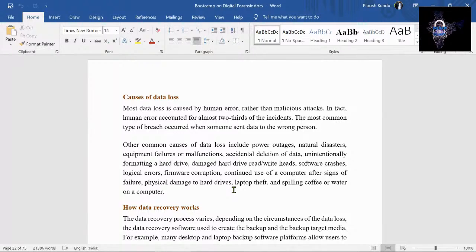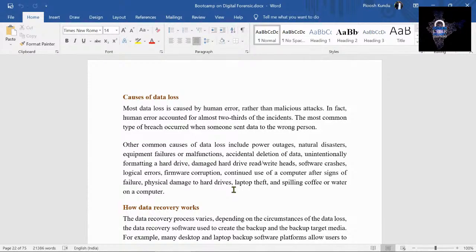Other common causes of data loss include power outages, natural disasters, equipment failures and malfunctions, accidental deletion of data, unintentional formatting of a hard drive, damage to the drive's read and write heads, software crashes, logical errors, firmware corruption, continued use of the computer after signs of failure, physical damage to the hard drive, laptop theft, and spilling coffee or water on the computer.